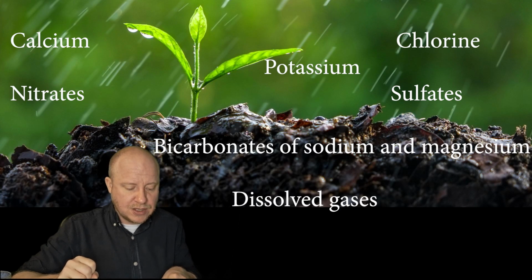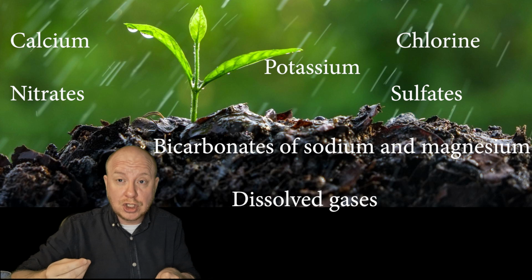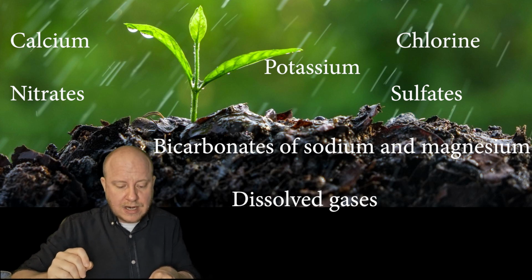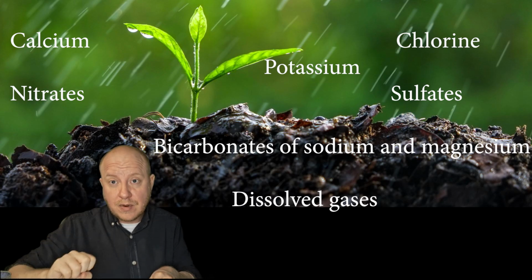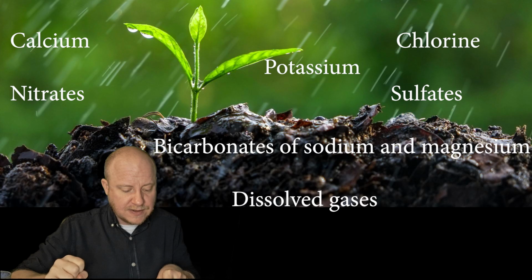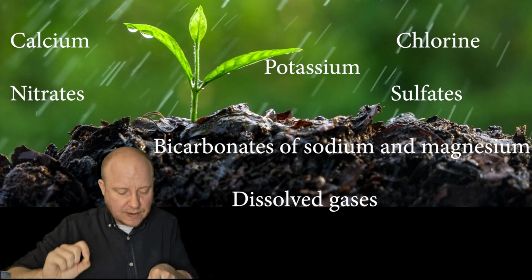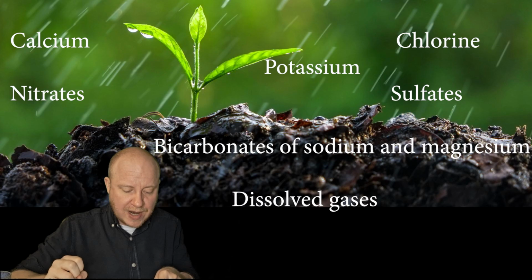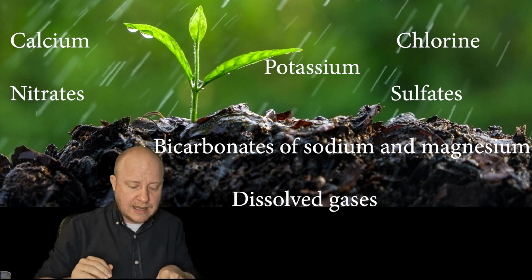Precipitation may include several solutes, so minerals that are in the water, such as calcium, nitrates, so that's other components, nutrients, chlorine, potassium, sulfates, bicarbonates of sodium and magnesium, and dissolved gases. However, there are many more minerals that are also held in minute quantities. The soil solution, which is soil moisture, is important for the transfer of nutrients to plants, as well as for the transfer of elements to the groundwater and the atmosphere.